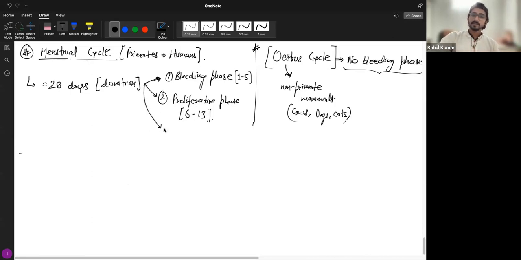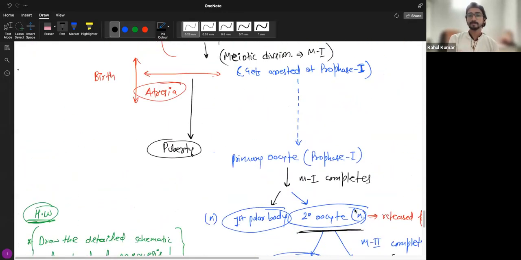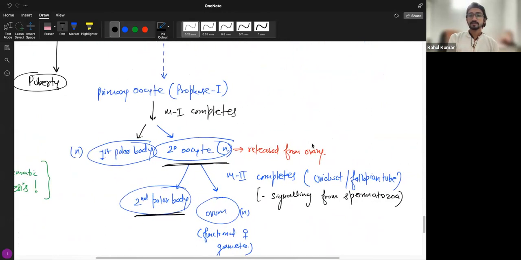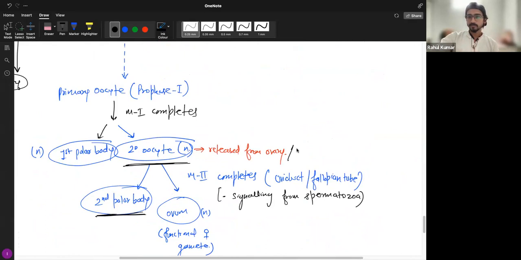And then the third one is the post ovulatory phase. So day 14 is the exact day in this 28 day cycle, also the middle day, on which ovulation happens from the ovaries. Now, I'm talking about the uterus at the moment. Bleeding happens in the uterus, proliferation happens in the uterus. But ovulation happens from the ovary. Remember the secondary oocyte that releases. So this happens exactly on the 14th day.